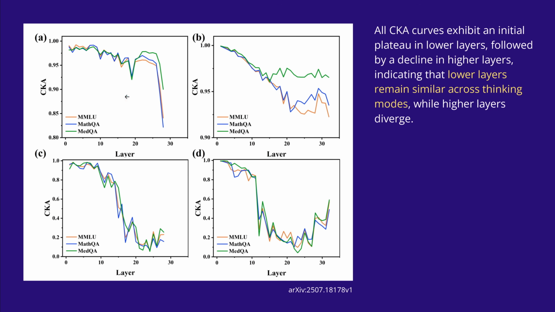So as you see here, all CKA curves exhibit an initial plateauing, if you want, in the lower layers, followed by a decline in the higher layers. We see this here for this model, we see this a little bit less for this model, and for all the data sets that I told you at the beginning. So this is an interesting phenomenon. What does it indicate? It indicates that the lower layers remain similar across our thinking modes, while in the higher layers, in the later layers of our transformer architecture, we have more divergence in the similarity.